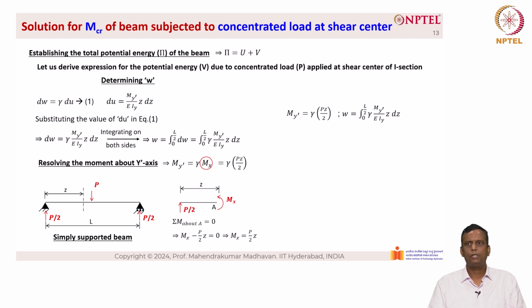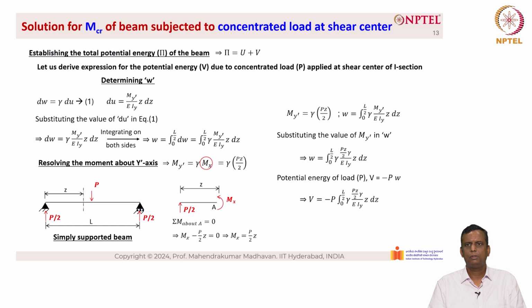And so W equals the integral from 0 to L by 2 of gamma into My dash divided by EIy into z into dz. Now substituting the value of My dash in W, we have W equal to the integral from 0 to L by 2 of gamma into Pz by 2 into gamma divided by EIy into z into dz. We also know that the potential energy of the load P is V equal to minus P into W. So we have V equal to minus P into the integral from 0 to L by 2 of gamma into Pz by 2 into gamma divided by EIy into z into dz. So this gives rise to the equation V equal to minus the integral from 0 to L by 2 of P squared z squared gamma squared divided by 2 EIy into dz.